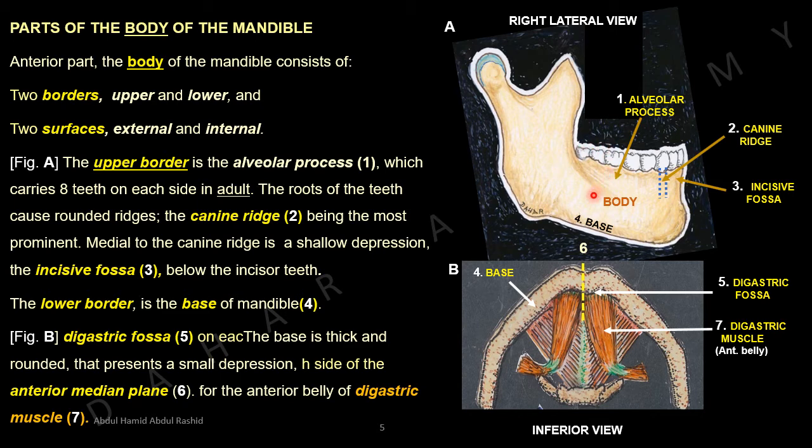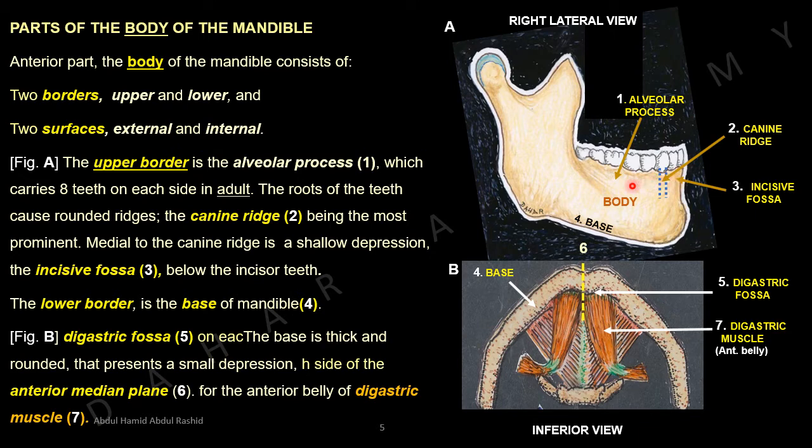Figure A. The upper border is the alveolar process, which carries 8 sockets with 8 teeth on each side in an adult. The roots of the teeth cause rounded ridges. The canine ridge, number 2, is the most prominent. Medial to the canine ridge is a shallow depression below the incisor teeth, called the incisive fossa.